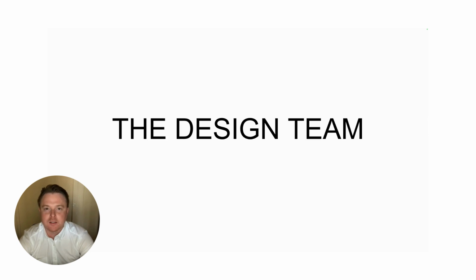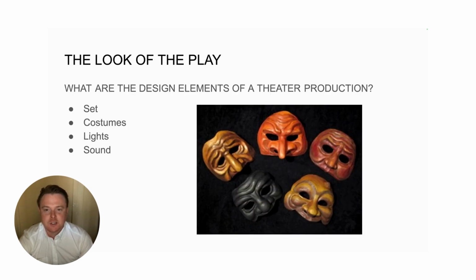So now we're going to talk about the design team. This goes from costumes to lights to set, the main elements of design. Maybe some of you have worked in these areas. Set design, costume design, lights, and sound. Those are the four main parts of the design team. It's everything that you see on stage.